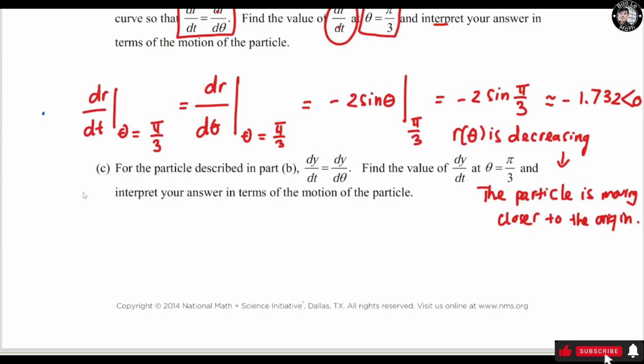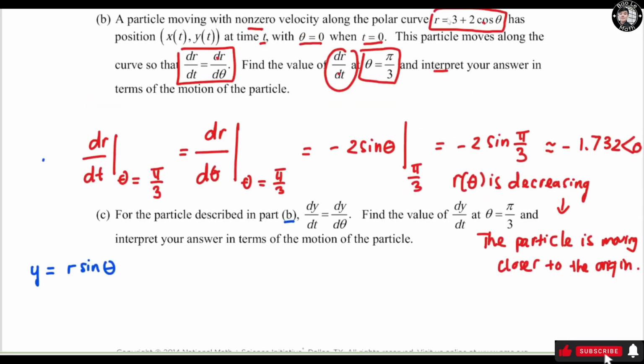Now let's move on to question C. For the particle described in part B, dy over dt equals dy over d theta. Find the value of dy over dt at theta equals pi over 3 and interpret the answer in terms of the motion of the particle. So remember we have y equals r sine theta, but r equals this guy right here. So we have (3 plus 2 cosine theta) times sine theta.